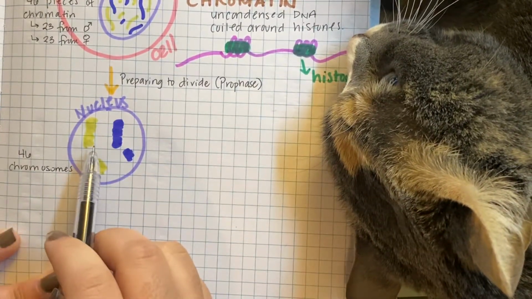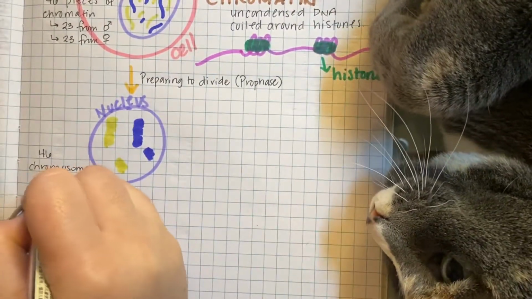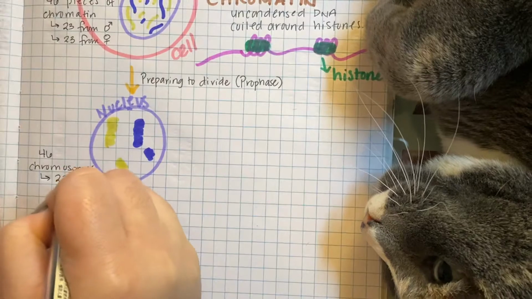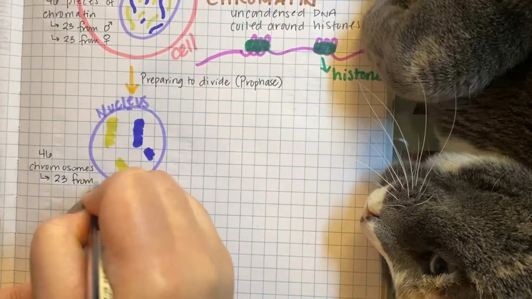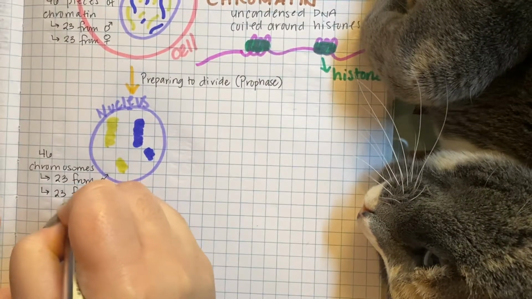You have 46 chromosomes, sorry. Once again, you have 23 from your father, 23 from your mother.